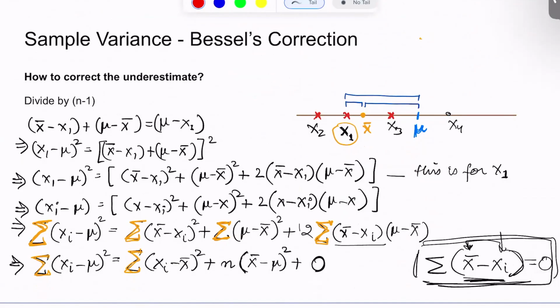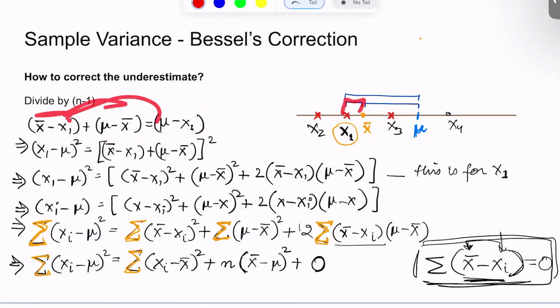So let's say we are sampling these points. Let's say these are red points, and let's say for one particular point x1, we find the deviations from x bar and mu. So we see that the distance of x1 from mu is equal to the distance of mu to x bar and x bar to x1. So we see that mu minus x1 is equal to mu minus x bar plus x bar minus x1.